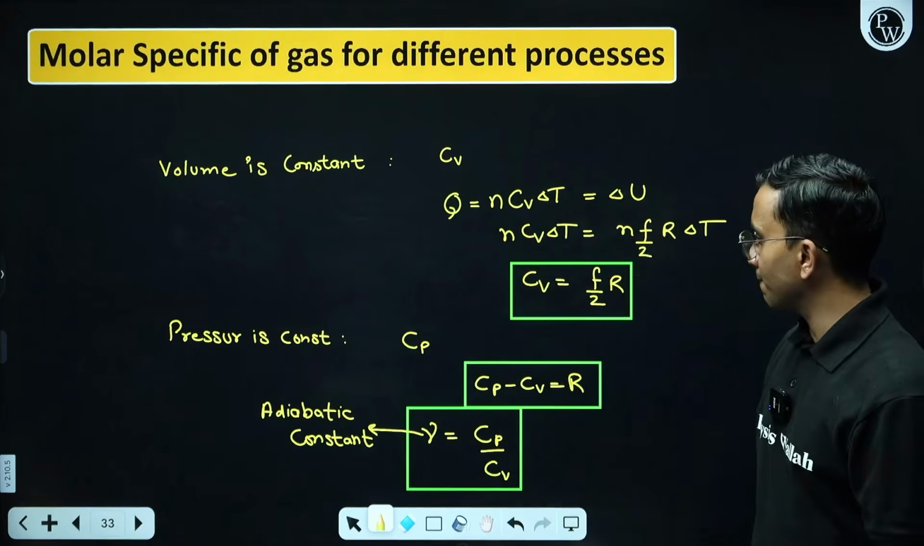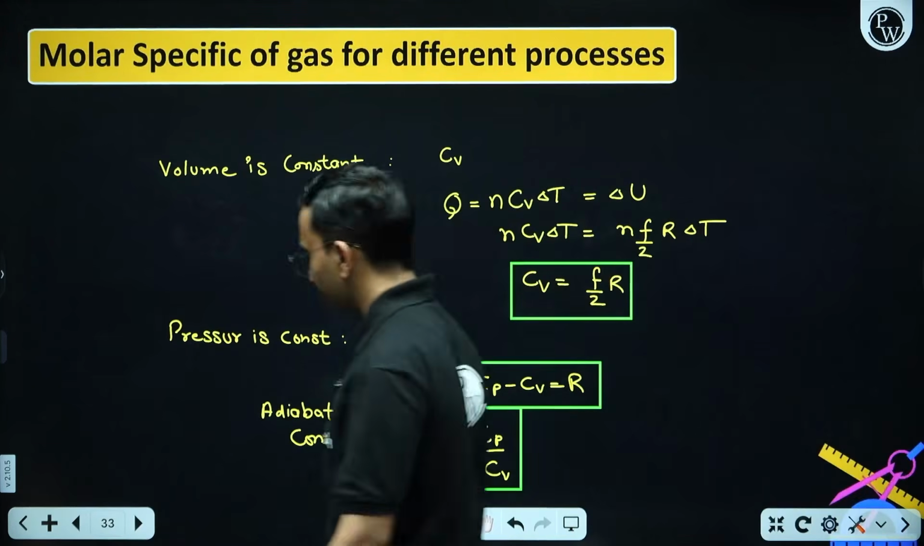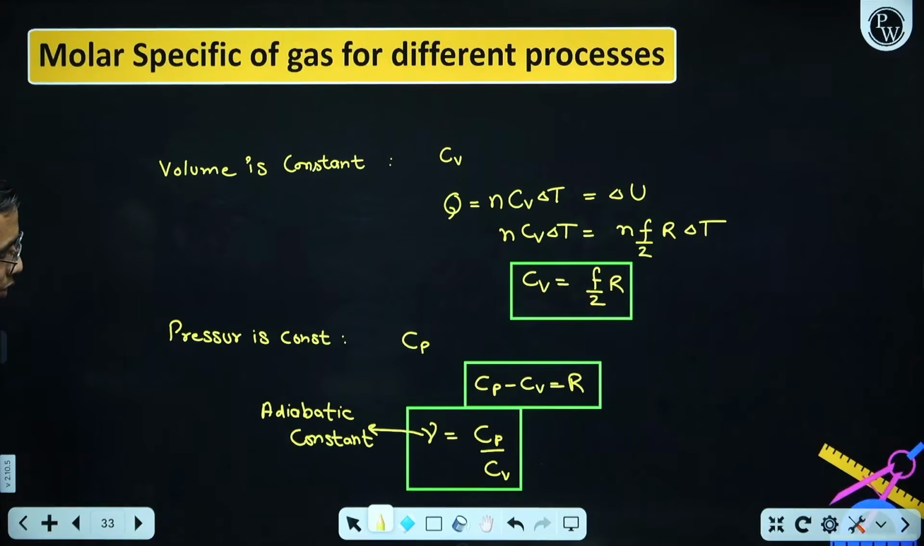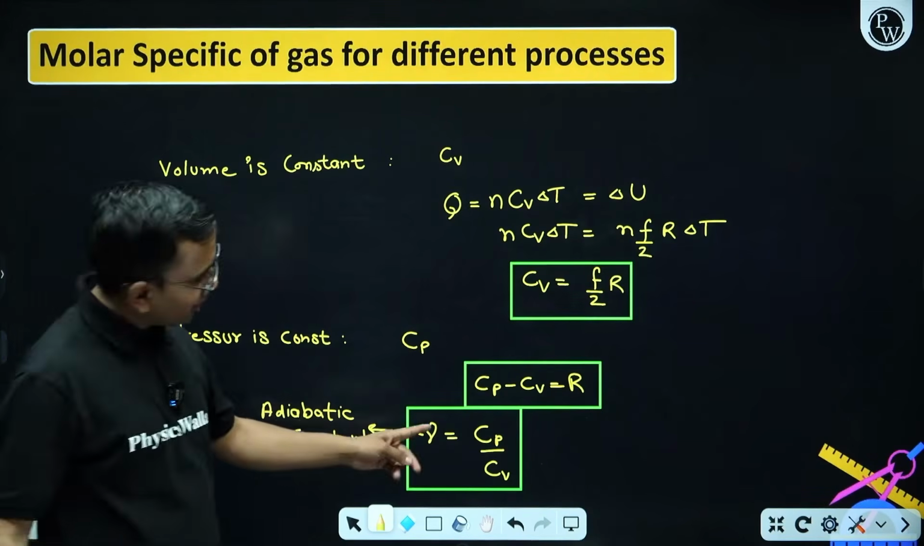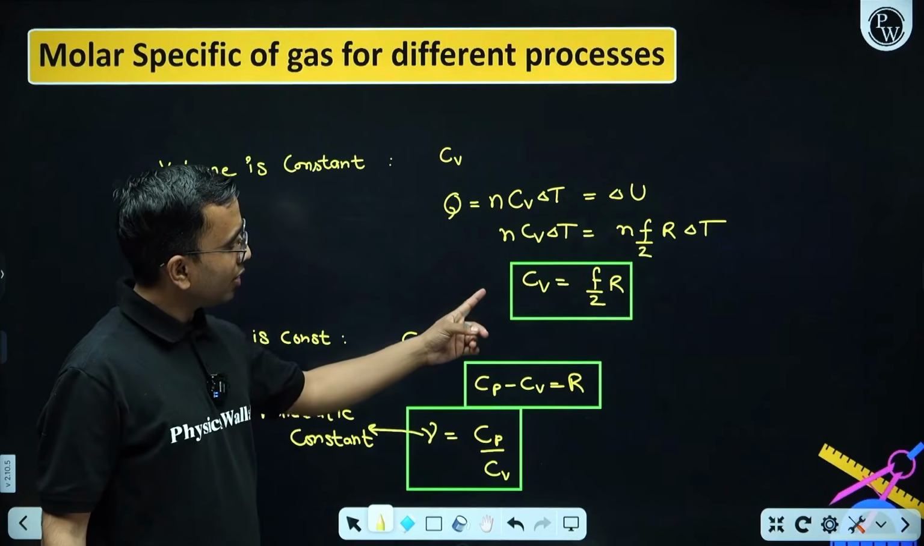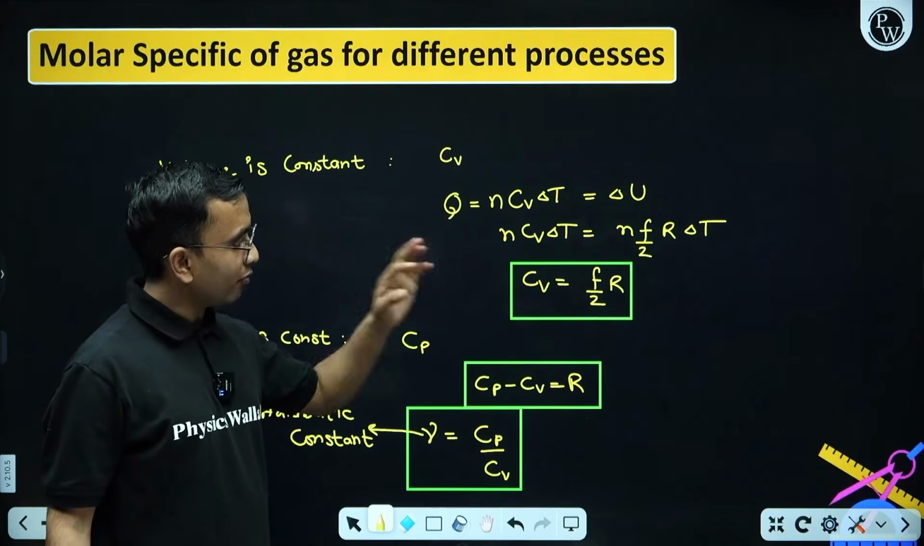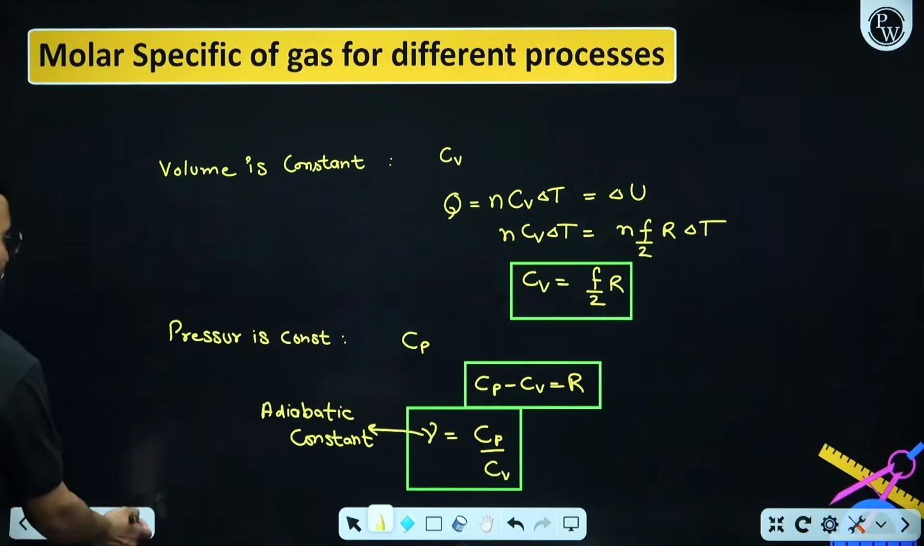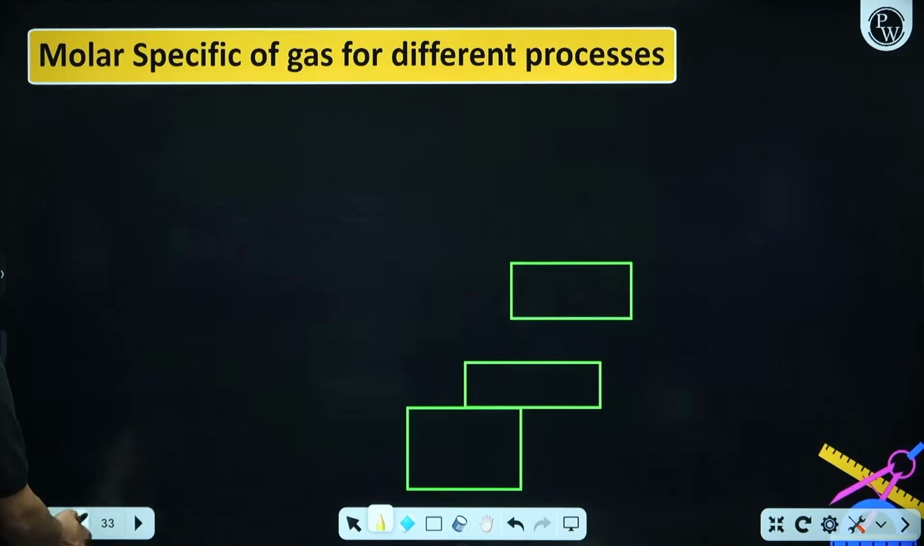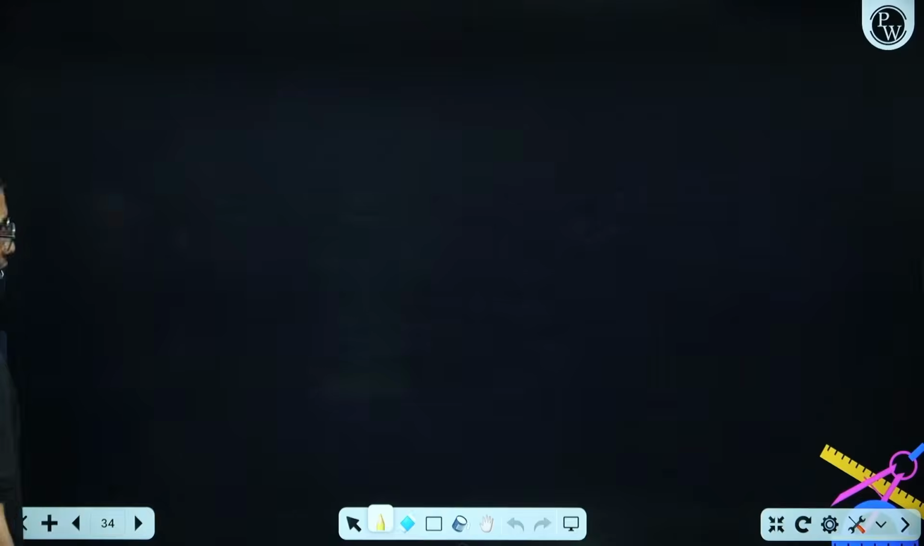Okay, is that clear? Now let us relate gamma is equal to Cp by Cv, Cp minus Cv is equal to R, and Cv I got as F by 2R. Wait a minute. Let us relate it.